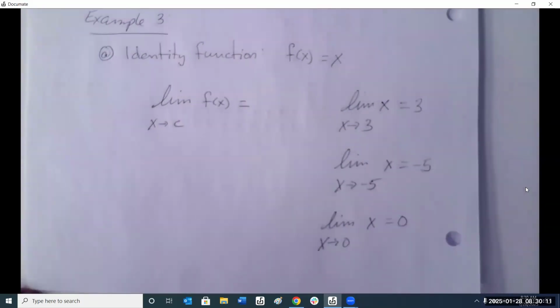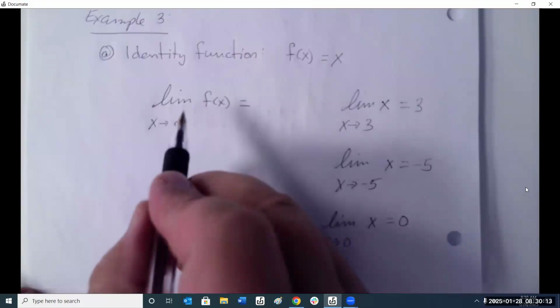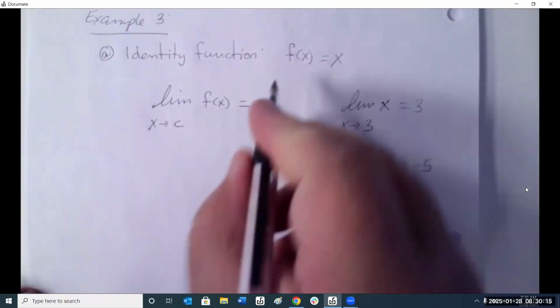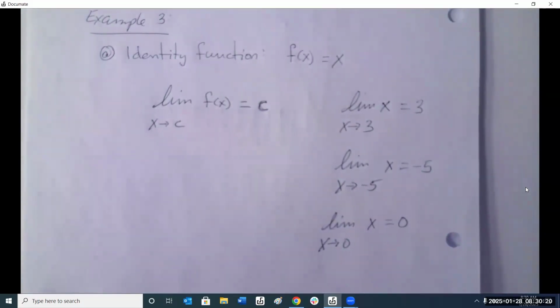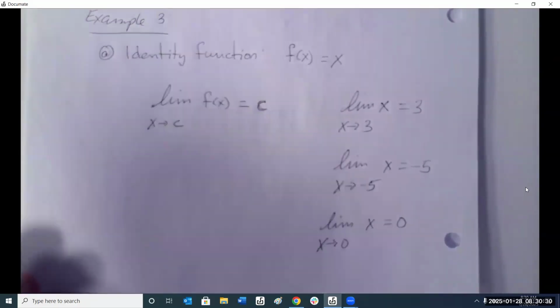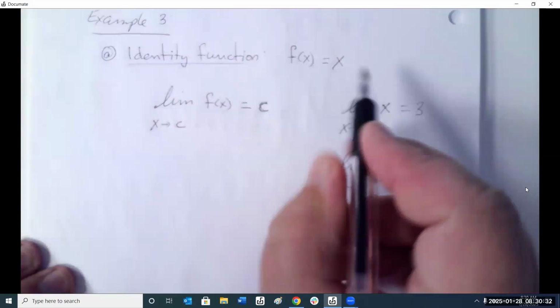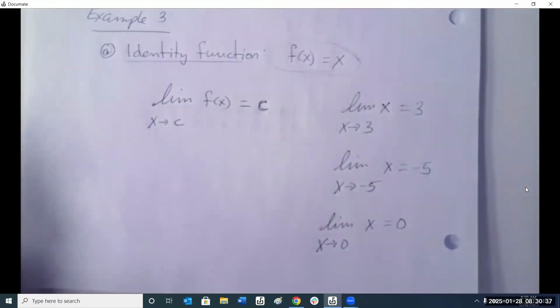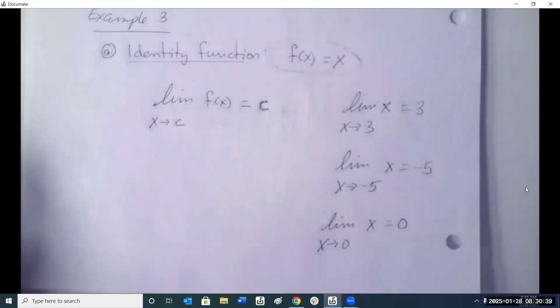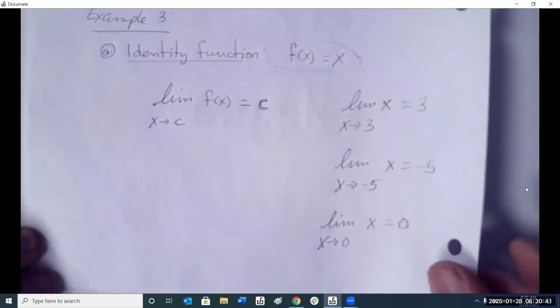So for an identity function, no matter what x approaches, it equals that value because y equals x. Whatever x you're approaching, that's what the value is going to equal. So if you have a function like this, it's just whatever your value is approaching. That's called an identity function.